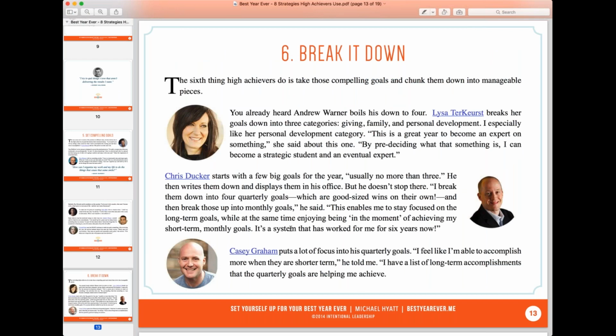Next, we break it down. We take those goals and we break them down into manageable chunks, things that we're going to do right now, today, that give me something specifically to do, all right? So Chris Ducker starts with a few big goals for the year, usually no more than 3, and then he breaks those down into specific goals.